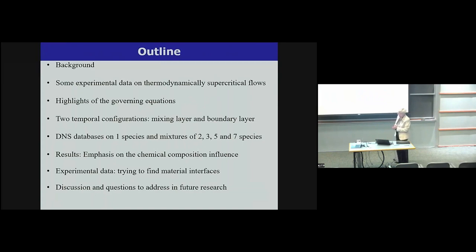I'll give you first the background, then I'll show you some experimental data on thermodynamically supercritical flows. Very briefly then, the highlights of the governing equations, and then I'll treat two temporal configurations, mixing layers and boundary layers. Then I'll discuss some DNS databases on one species and mixtures of 2, 3, 5, and 7 species.